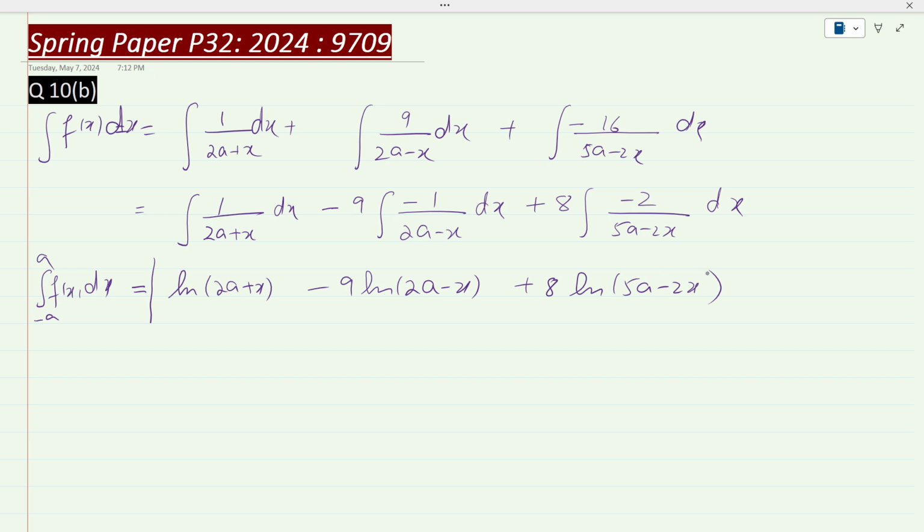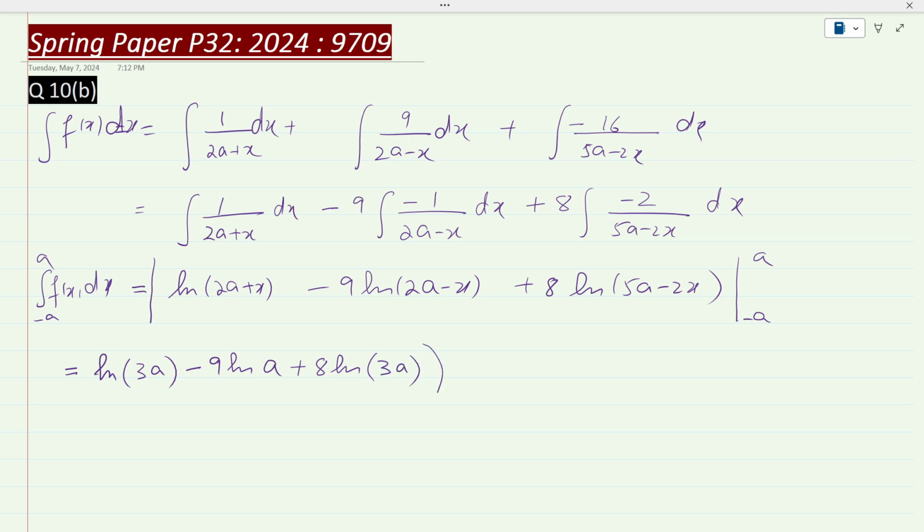So on the right hand side, we also place the limits minus a and a. So the upper limit is a, the lower limit is minus a. So let's substitute the values carefully. Okay, so log of 2a plus a, that would be 3a, minus log of 2a minus a, that would be a, 8 ln of 5a minus 2a, that would be 3a.